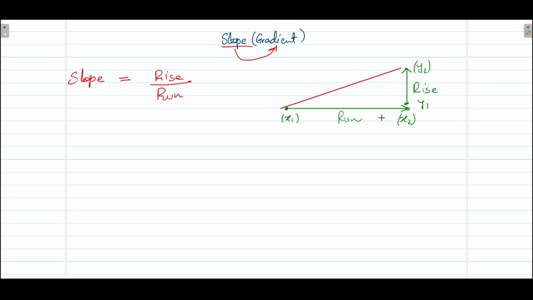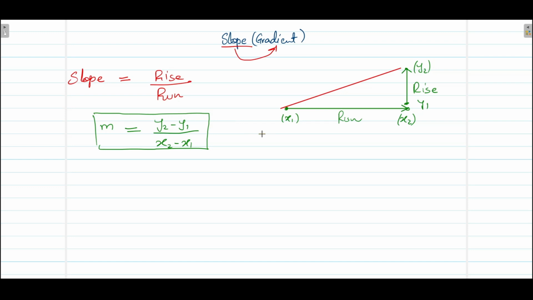The change in this run is basically denoted by x2 minus x1. This is the change in the horizontal. And similarly, here, this is the change in the vertical, which is represented by the final y minus the initial y. And this slope is represented by m. So this is the mathematical formula which we usually use to find the slope of any line.